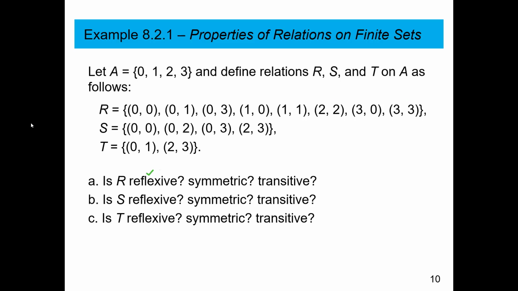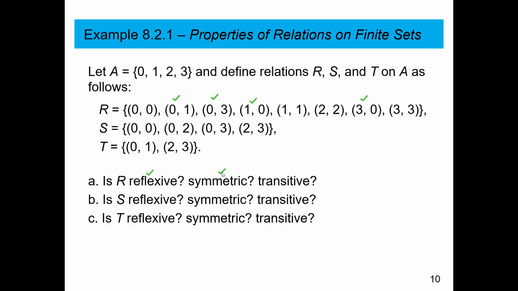Now, if I come and I say, okay, I have 0, 1. Let's just look at this one. If I have 0, 1, I have to have 1, 0. I do have that, so that's good. I have 0, 3. I need 3, 0. Boom, I got it. And since the other pairs that are not clicked are all the reflexive pairs, we're already good. So this one is symmetric.